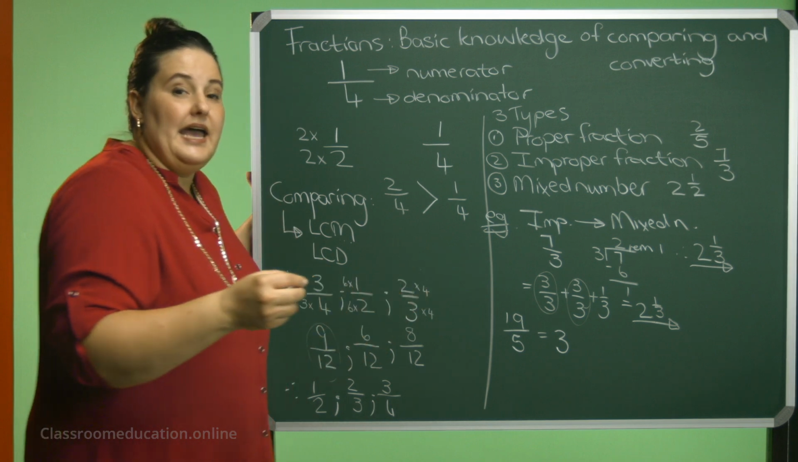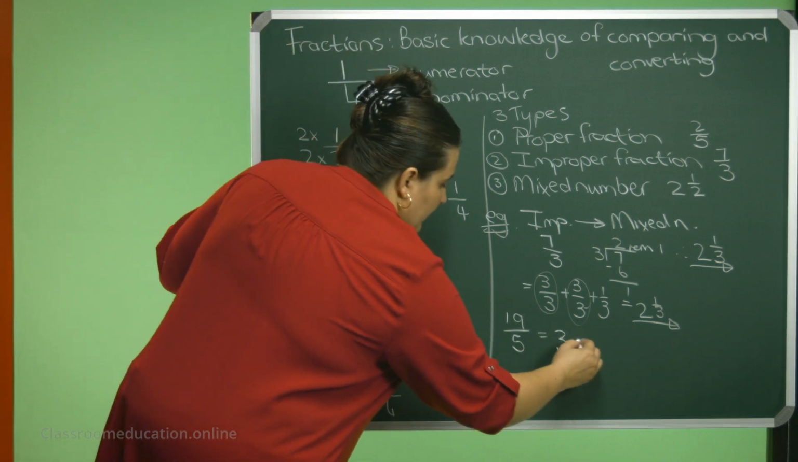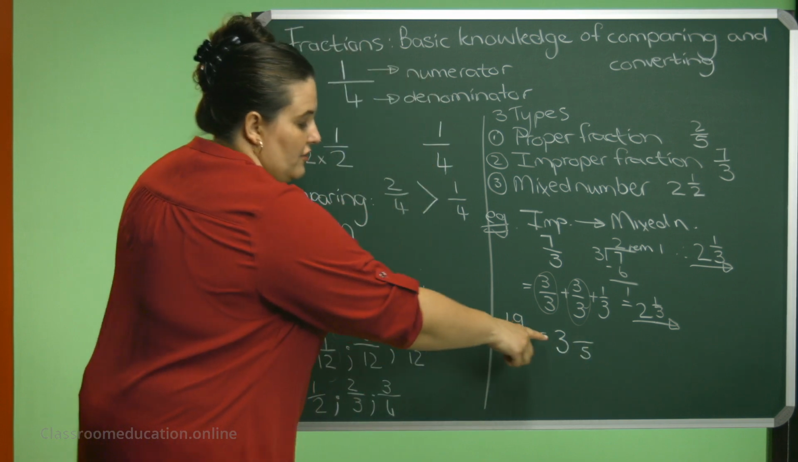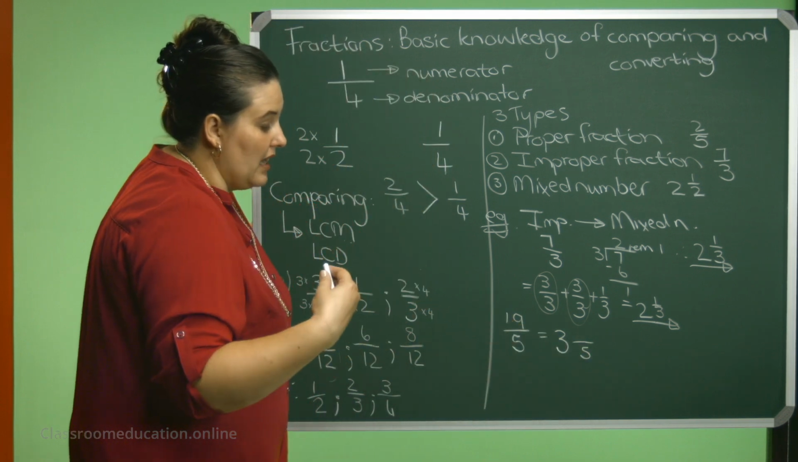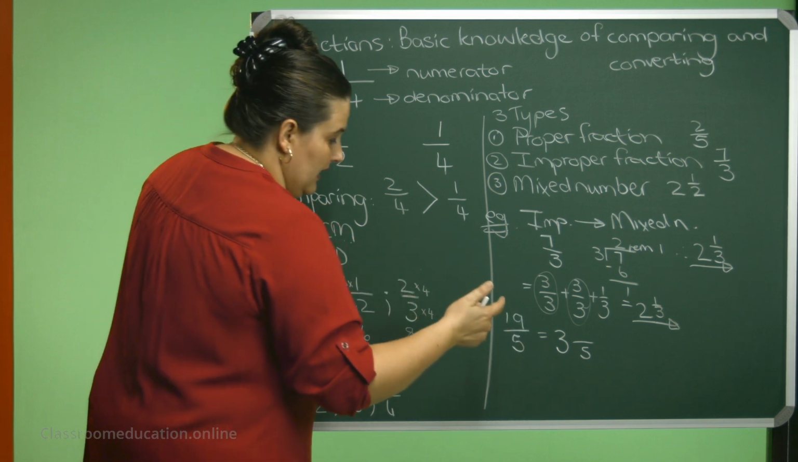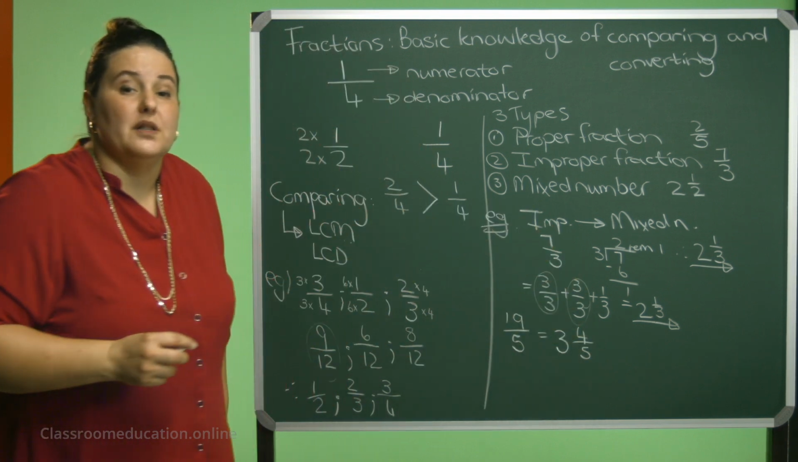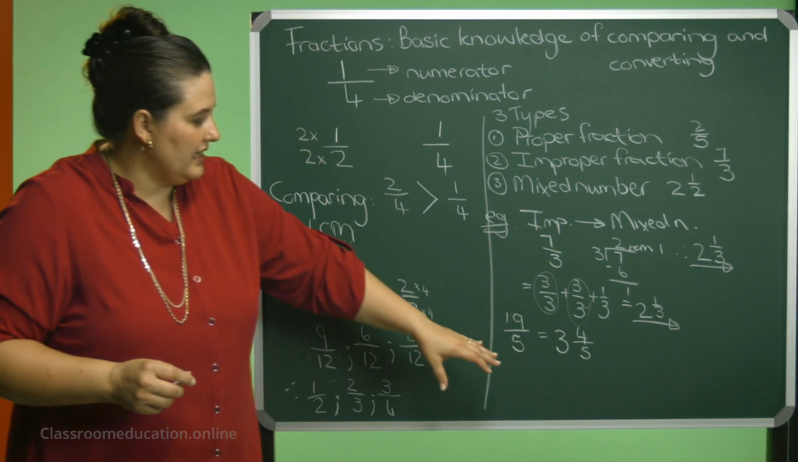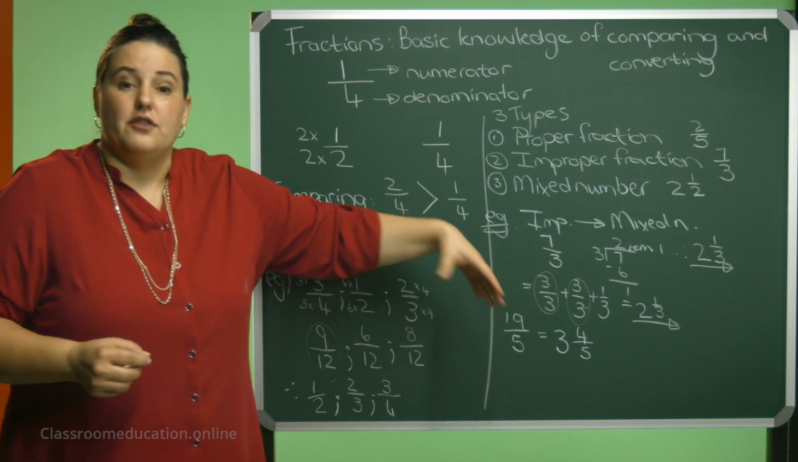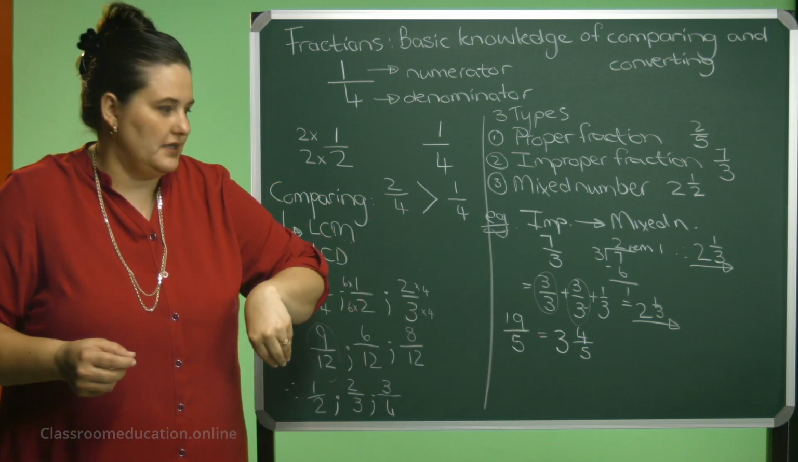Okay? And how many fifths are remaining? 3 times 5, that will be my 15. And I need to get to 19: 16, 17, 18, 19. So 4 fifths will be remaining. So you can choose either method to do. But like I said, the more you use this, the easier and quicker you will be able to do this.